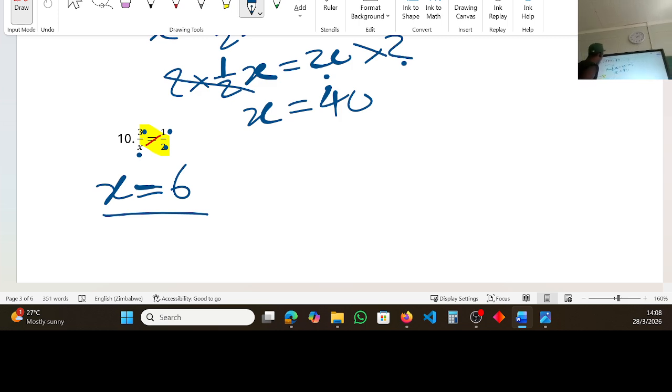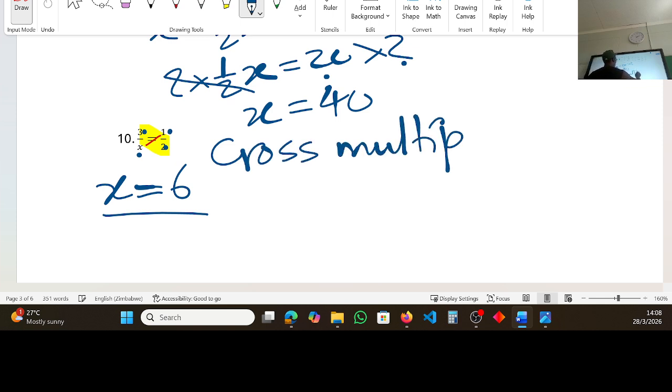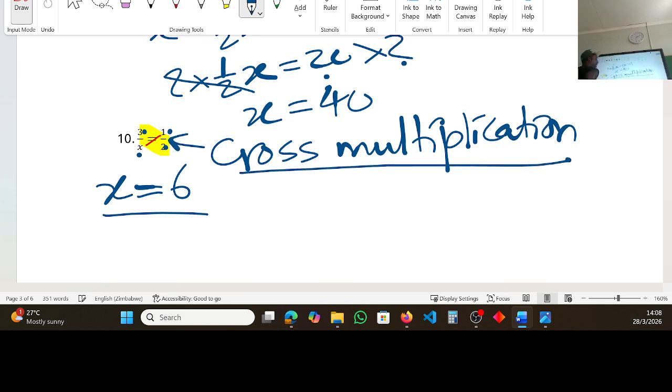And that's a new method that we used. It's called cross multiplication, and it works when we have got fractions on either side. That's where we use this method. So it's only applicable where both the left and right hand side of the equation has got fractions.